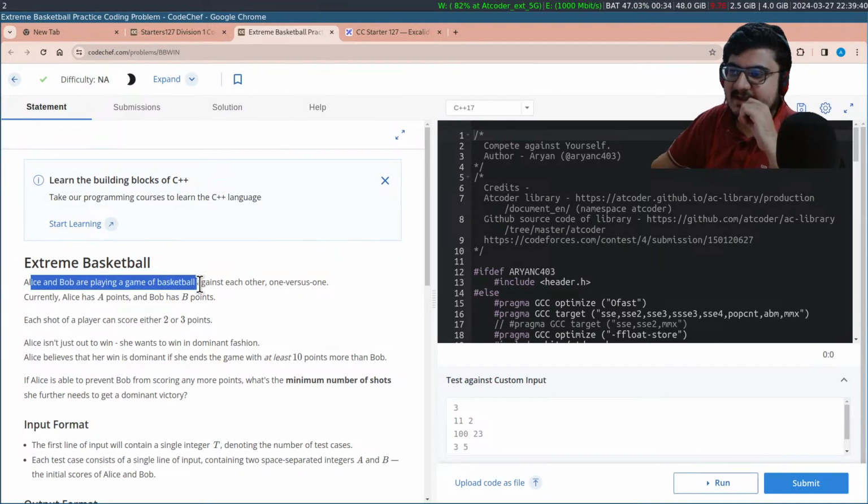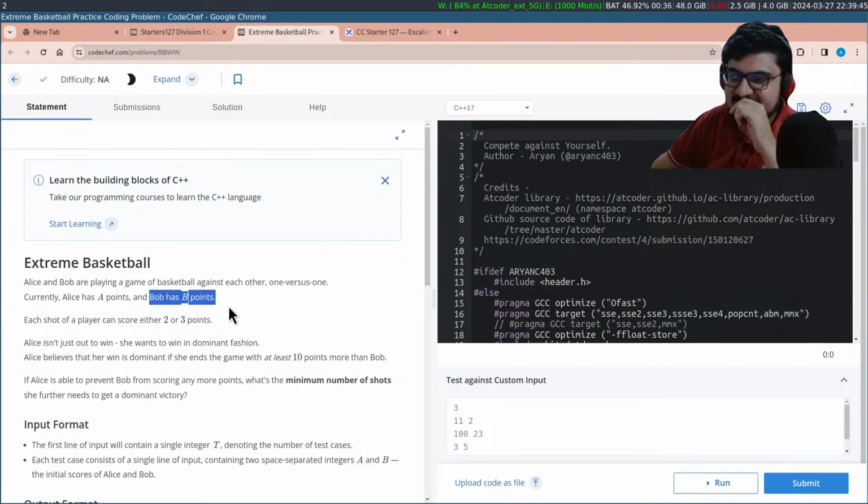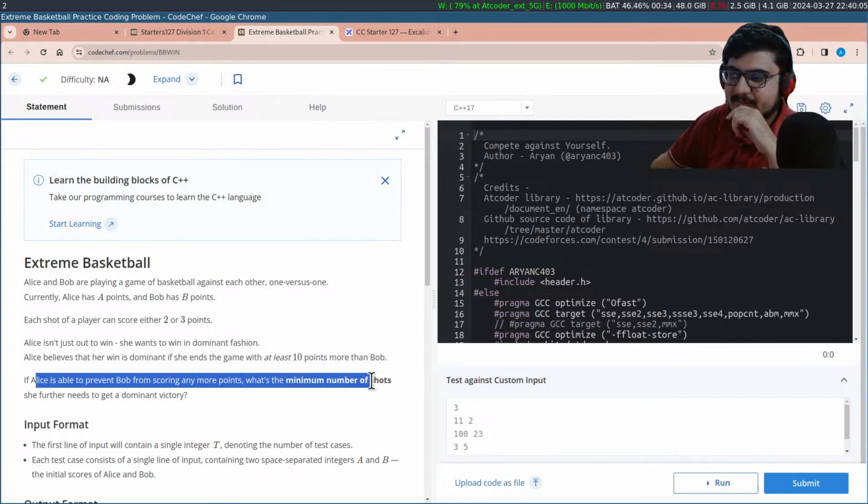Alice and Bob are playing a game of basketball against each other, 1 versus 1. Currently, Alice has A points, Bob has B points. Each shot, a player can either score 2 or 3 points. Alice isn't just out to win; she wants to win in a dominant fashion. Alice believes that her win is dominant if she ends the game with at least 10 points more than Bob. If Alice is able to prevent Bob from scoring any more points, what is the minimum number of shots she further needs to get a dominant victory?